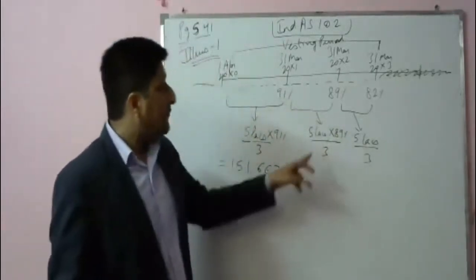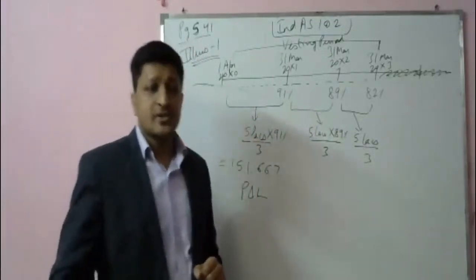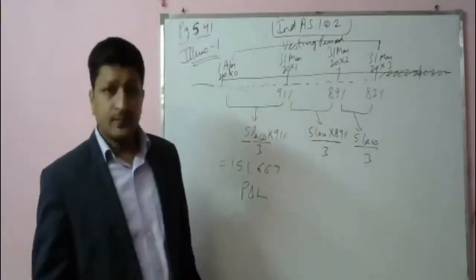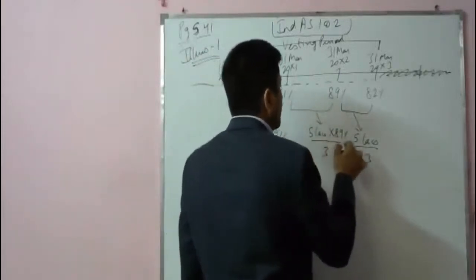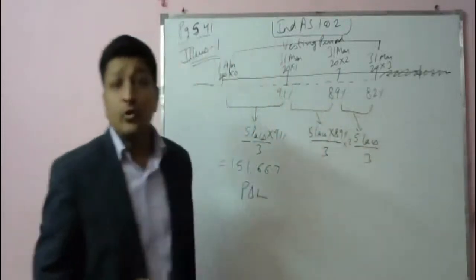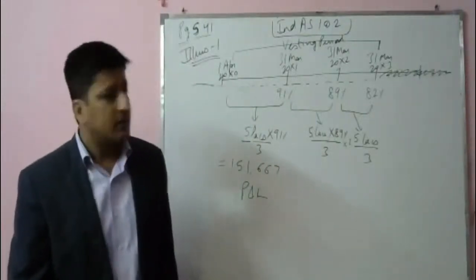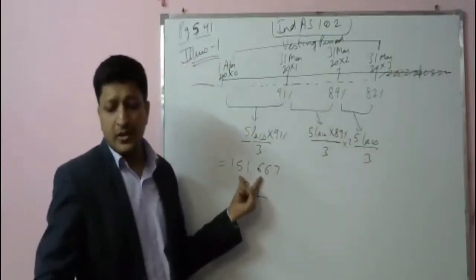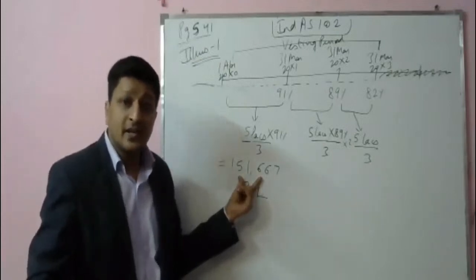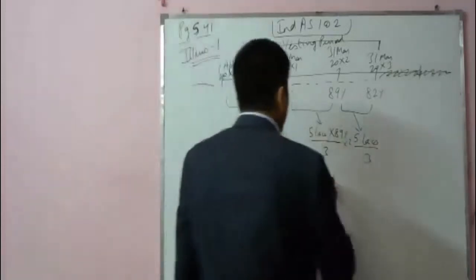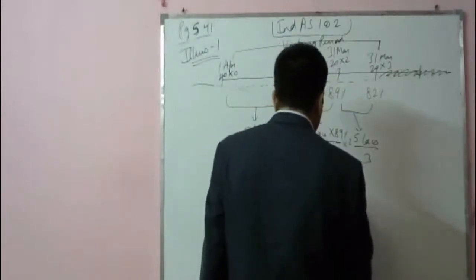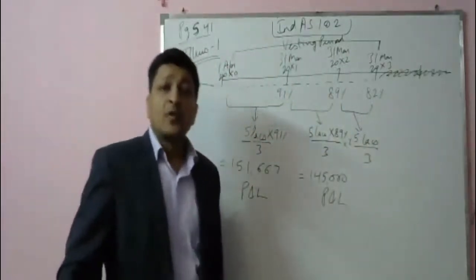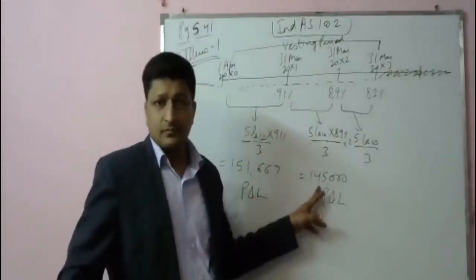And 5 lakh into 89% will be the cost for how many years now? The remaining 2 years. So we'll say into 2 by 3. Correct? So we'll get some cost. From this cost, what do we need to do? This much cost is already booked. So what are we left with? 1,45,000. This amount goes to our P&L. In the second year, this is the amount which will go to P&L.